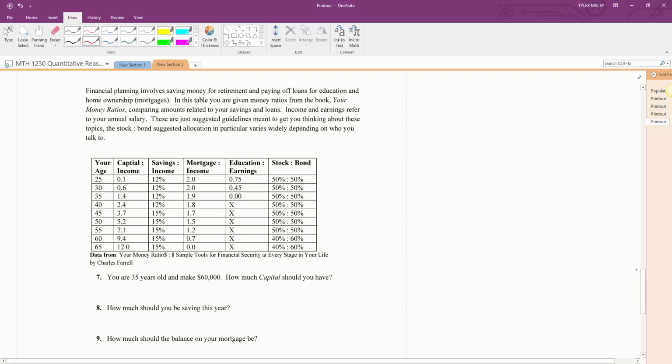All right. So then on the last page that we want to look at, this is some information that might be interesting to you. This is some advice for financial planning. So this is just one example. There's multiple recommendations or rules of thumb to use. So this was taken out of the book Your Money Ratios by Charles Farrell, right? So we're given this table as guidelines to help us know at what age, about how our money should be, right? And one thing they just want to note is what capital is.